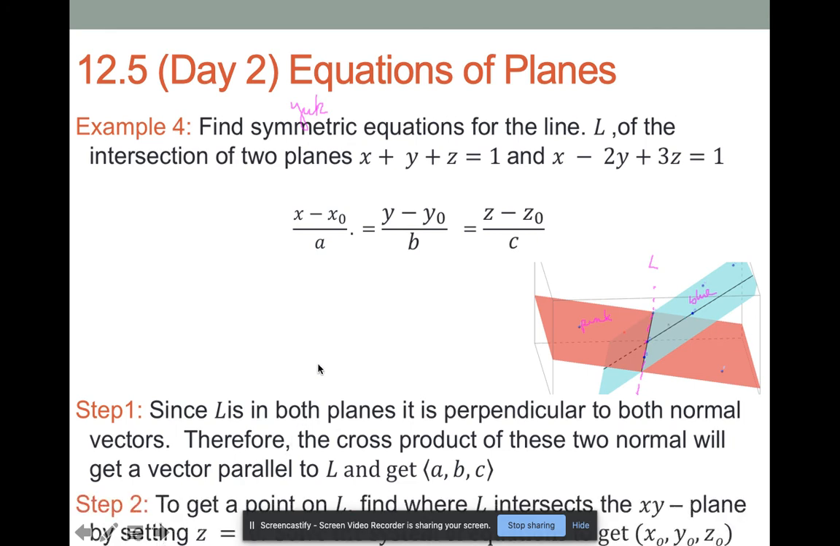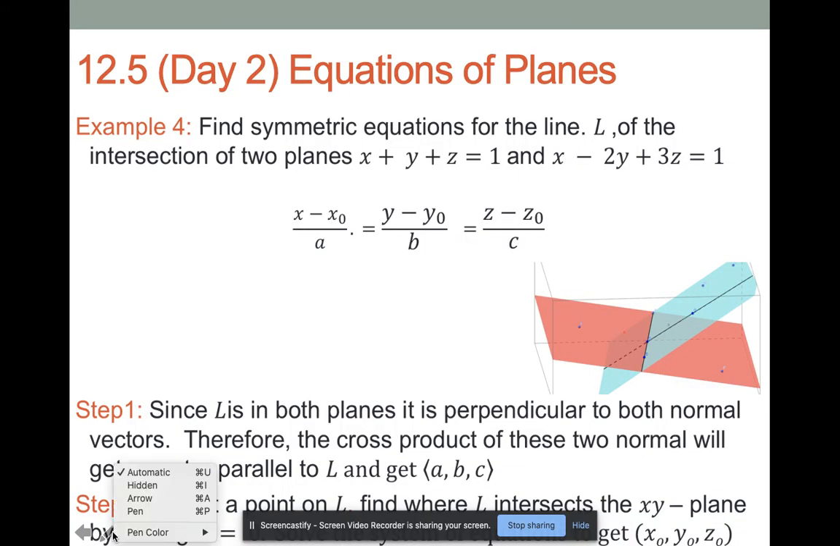Then to find a point on the line, I'll find out where L intersects one of the planes, right? I pick the XZ plane and I'll make Z equal to 0. And I just thought that would be easiest to do up here. In both of these equations, I'll make Z equal to 0. So let's do some work here, and then I'll show you a GeoGebra picture of this.